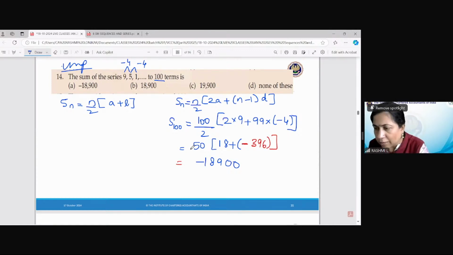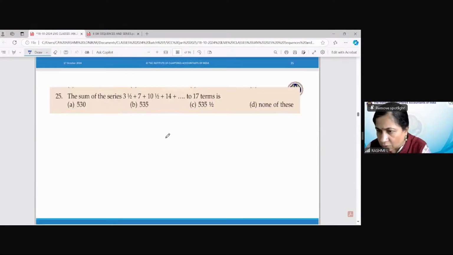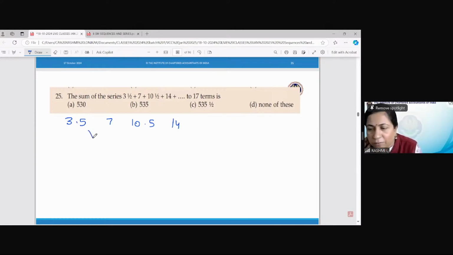Now let us go to the next sum. That is the 25th sum in the series. The sum of the series is... इसको आप डेसिमल में भी लिख सकते हैं. So that is 3.5, 7, 10.5, 14. ओके. तो डिफरेंस कितना हो गया, 7 माइनस 3.5, दोनों का डिफरेंस आ गया 3.5. तो D हो गया 3.5. हम हर बार कंफर्म करते हैं. 10.5 माइनस 7, इन दोनों का डिफरेंस भी 3.5 आ गया.